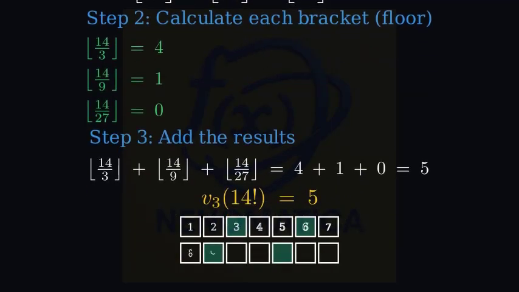For intuition, let us also see why this makes sense. Among the numbers from 1 to 14, the multiples of 3 are 3, 6, 9, and 12. Each of those contributes at least one factor of 3, giving 4 factors. The number 9 contributes an extra factor because 9 equals 3 squared. So we have a total of 5 factors of 3, matching our bracket result.